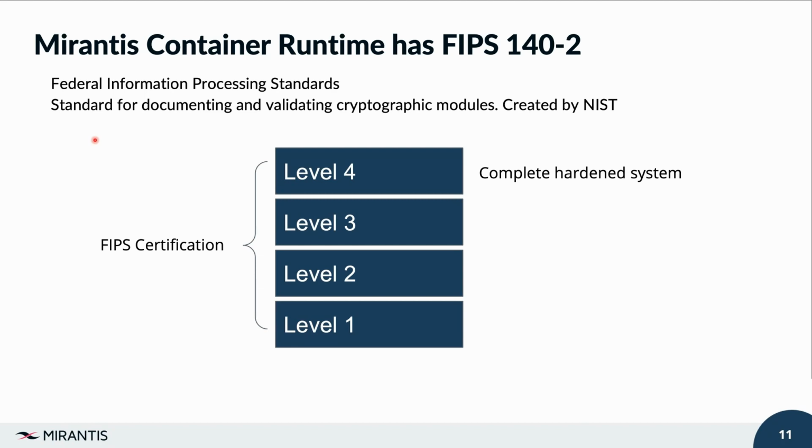These are the folks that provide us with papers such as what is zero trust architecture, what is cloud security, all that kind of good stuff. And NIST breaks up the level of your information processing standard into four different levels, from level one, where your components are encrypted, all the way to level four, when you have a complete hardening system: you have your communication encrypted, you have your hardware being secured, you have tamper-proof mechanisms in both the software and the hardware. So these are all things that are specified within the FIPS standard.